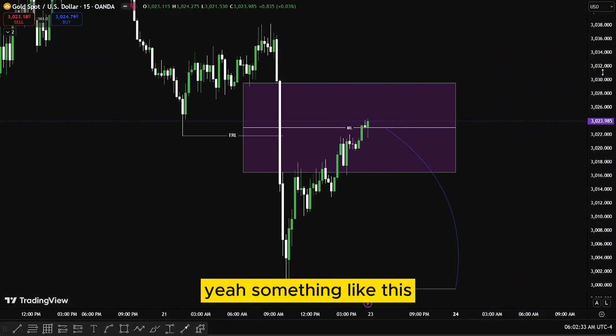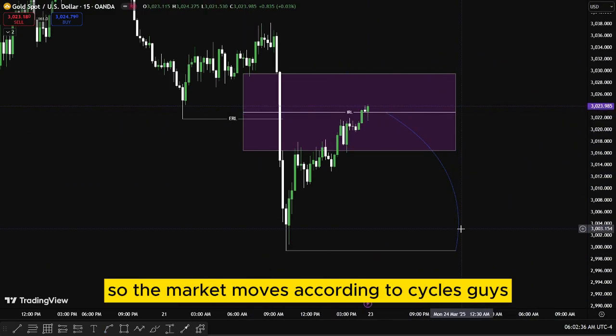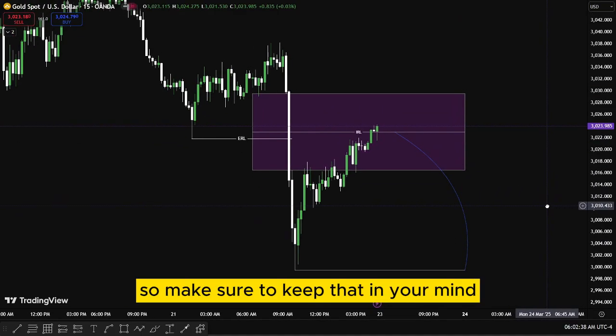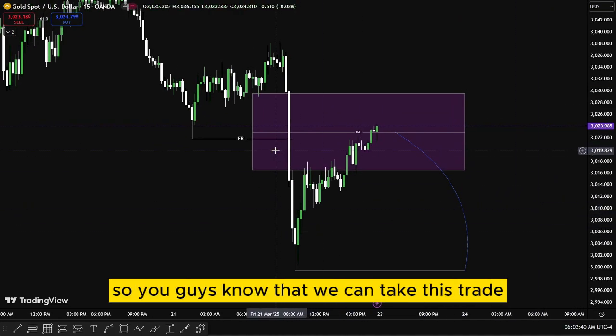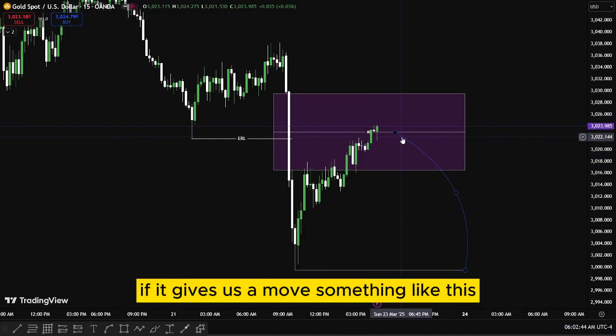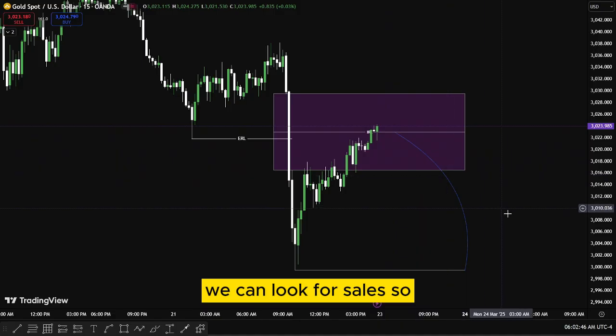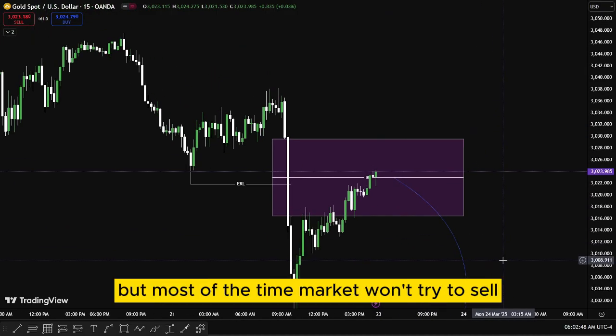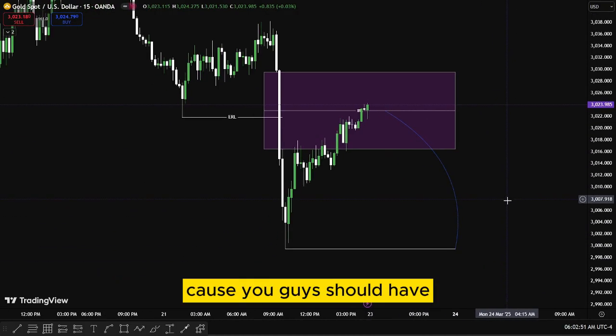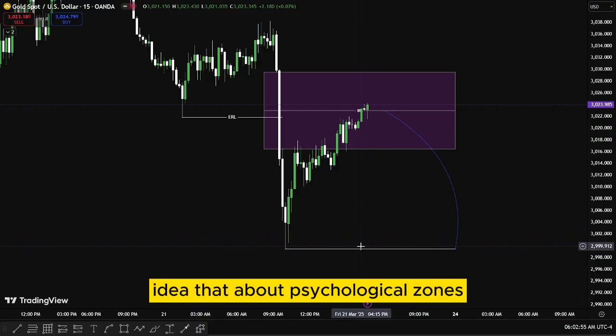Yeah, something like this. The market moves according to cycles, guys. So make sure to keep that in your mind, so you know that we can take this trade. If it gives us a move something like this, we can look for sells. But most of the time the market won't try to sell, because you should have an idea about psychological zones.